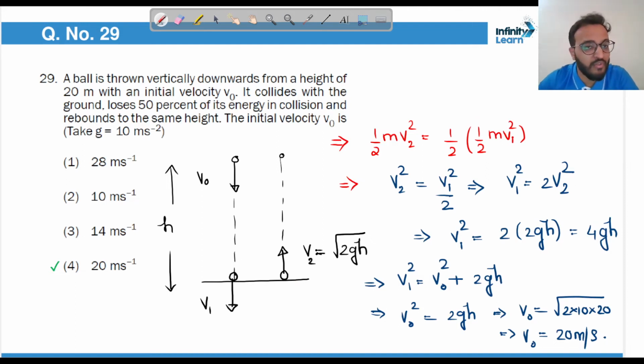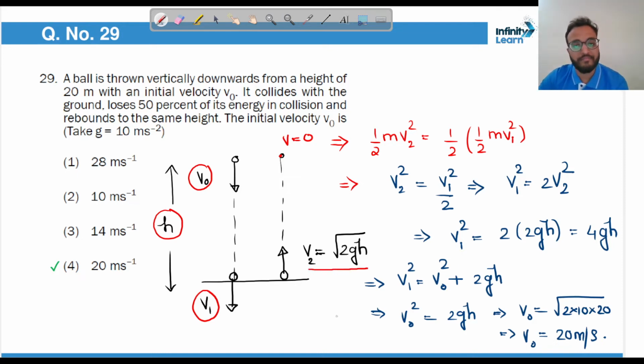29th question. This is a wonderful question and a very easy and scoring one. See, a ball is thrown vertically downwards with speed v naught. Obviously, when it strikes the ground, it will strike with speed v1 from a height h. Now, when it goes up again, its final velocity is 0. So when it rebounds with the velocity v2, it will go to the same height h. So v2 will be root 2gh.